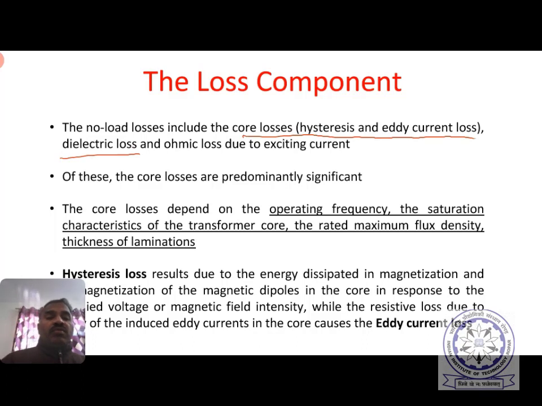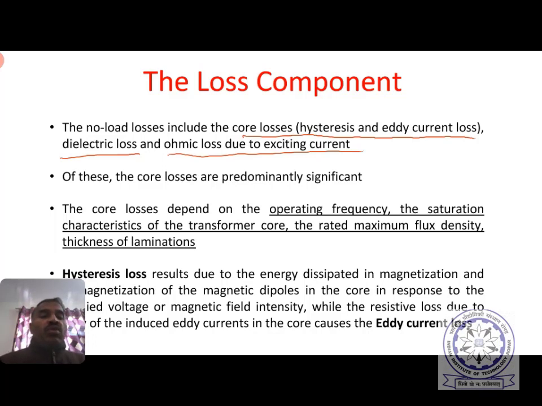Now the no load losses include the core losses, hysteresis and eddy current losses, and dielectric losses. Just now I have explained to you. The winding and the core form a capacitance with the insulating medium separating them. So there will be associated dielectric losses, of course negligible, but they will be there. And ohmic losses due to exciting current. The exciting current has to flow through the winding. Therefore, associated I square R loss will be there. That is ohmic loss due to exciting current.